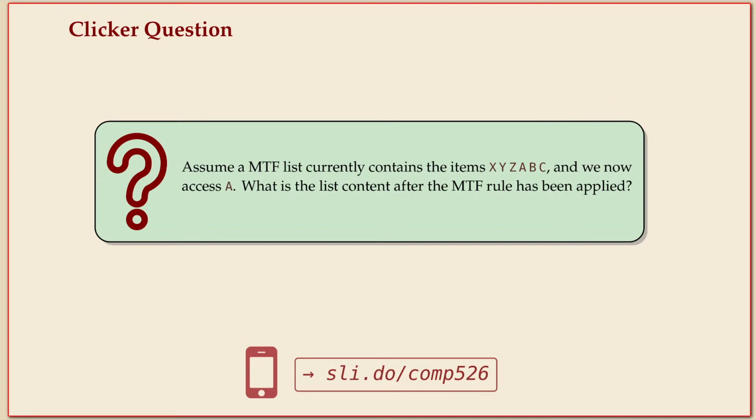So the way to read this, here's the front. You have these letters in the list. Shall we draw these lovely diagrams? There's X, and then a pointer to the next element Y, a pointer to the next element Z, and so on. All right, now we access A. What does the list look like when we're done?